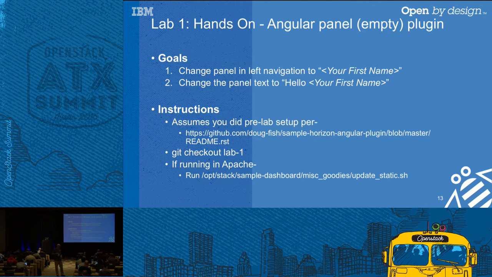One awkwardness that is apparently built into our lab: there's a goodies directory that has a useful script for updating when you're running from Apache. There's a file, update_statics.sh or something like this. It would be really great to copy that out of the Git repository, put it maybe in your home directory and run it there, because as we step through the labs, that file is going to disappear. My apologies.